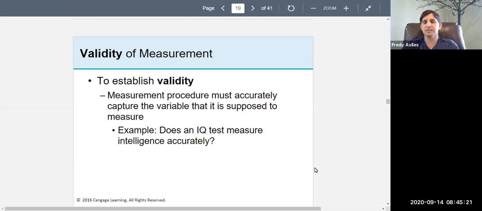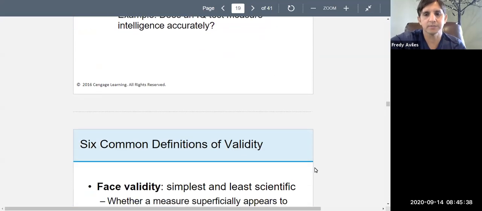Okay, is the IQ test really measuring intelligence? Is the measure of self-esteem really measuring self-esteem? Or is that measure of happiness? Let's say you're interested in happiness. Is it really measuring happiness? What the heck is happiness? How are they measuring it, right? It's hard to determine validity, but there are ways to do it.